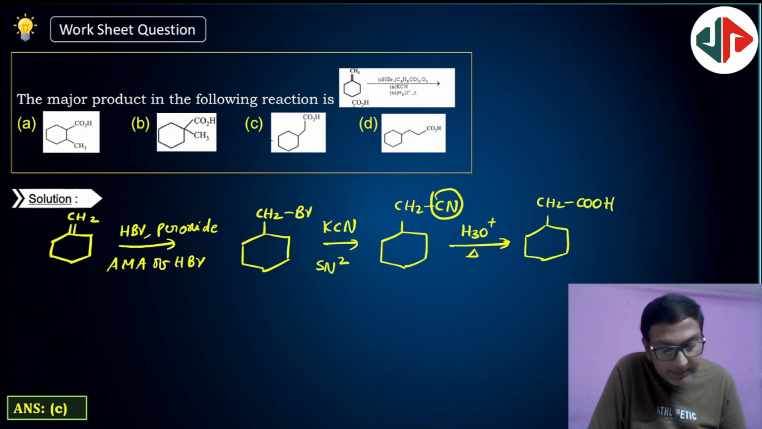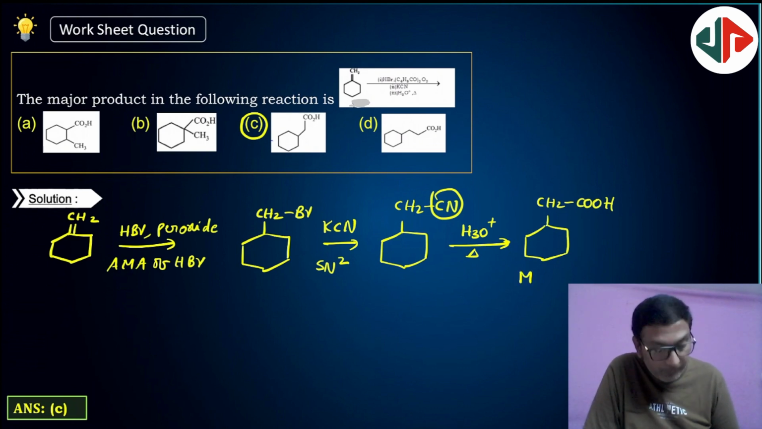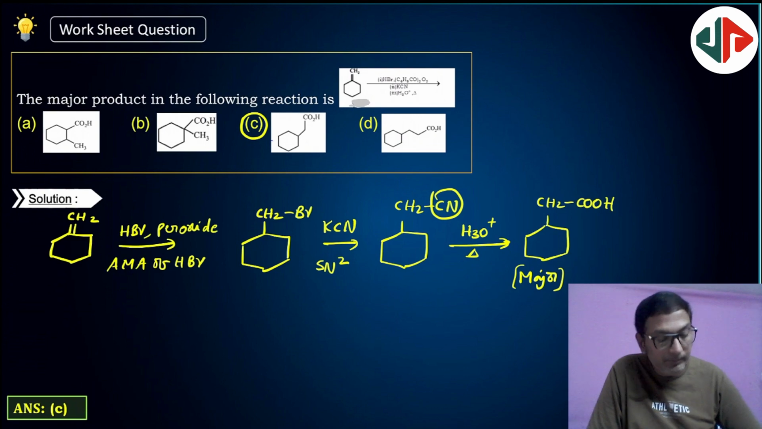Check here once. So check options. Option C. C6H11CH2COOH. This is the major compound. So first anti-Markovnikov's addition, next nucleophilic substitution, next hydrolysis. Option C.